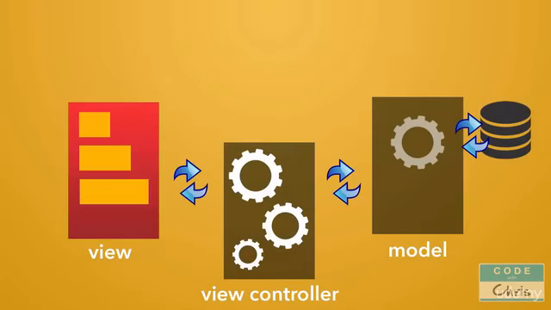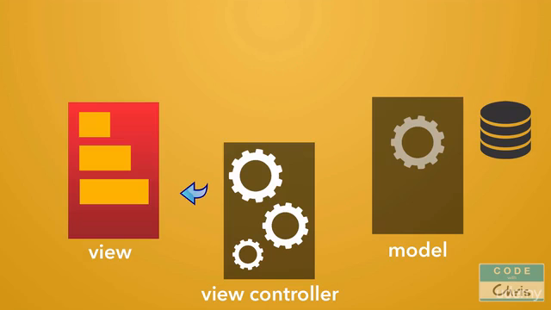Okay, so how do these three components work together to form a functioning app? Well, the view controller sits in between the model and the view and manages the communication between the two. So for example, the view controller may ask the model for some data, for example, a list of contacts, and then the view controller will pass that data to the view to render it to the user.